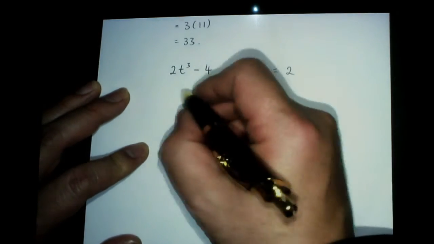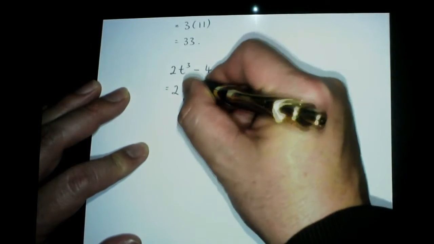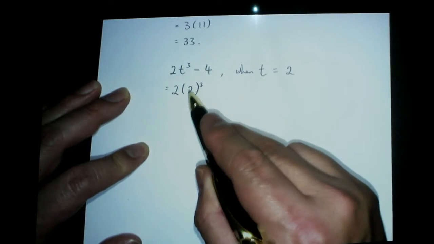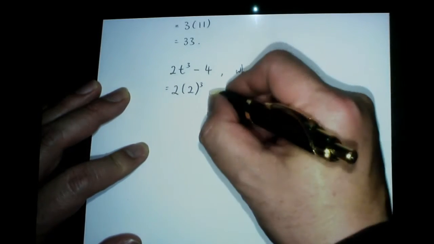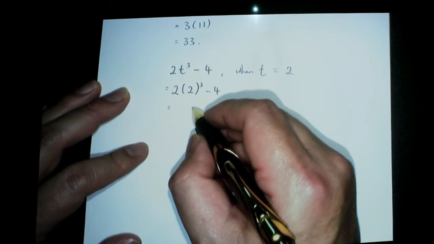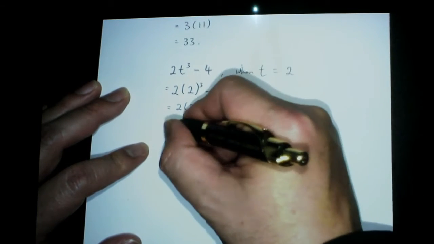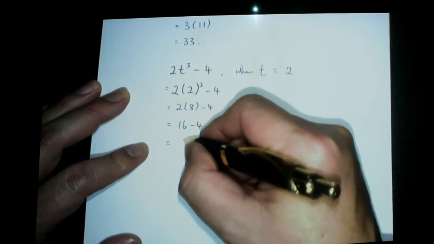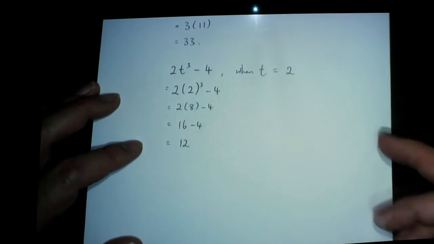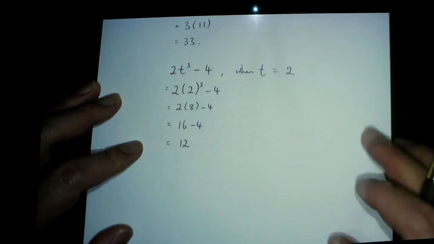So we have to put it into brackets because of the power. So you have 2 bracket 2 to the power of 3, bearing in mind this power of 3 belongs to this 2 and not 2t. Do remember that. Minus 4. And then again we have 2 to the power of 3, which is 2 times 2 times 2. 2 times 8 minus 4, which is 16 minus 4, and the answer is 12. Okay, so I guess most of you should not have any issue with this topic.